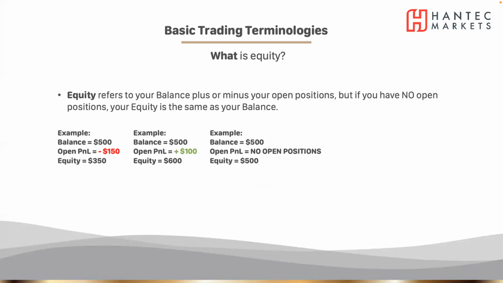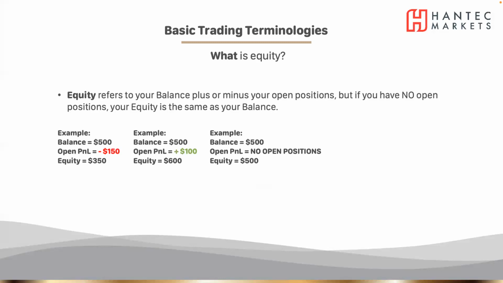Here you see in the first example that my balance is $500. I have an open profit and loss, so I'm losing $150. That means my equity is now $350 because why? My open position is down $150. My balance is $500. If I'm to close that position, I would have taken a $150 hit, leaving my equity and then my balance at $350. But it's because I have an open position that my equity is not the same as my balance.